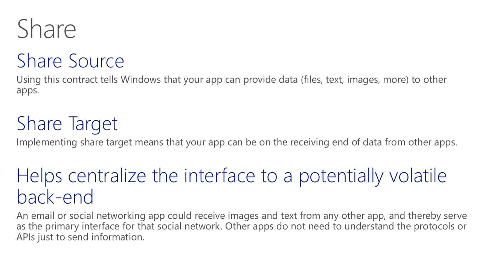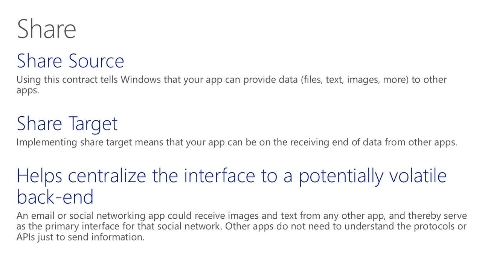Share source is my individual app, or any app for that matter, which is not a recipient of share content. Facebook becomes the share target. Your app can also be a share target provided you're able to accept information from any other app, right? So the two kinds are share source and share target.